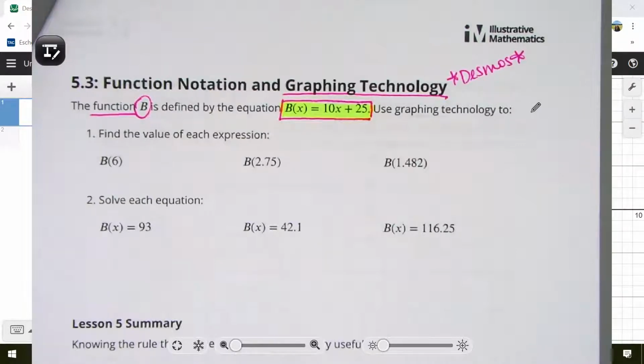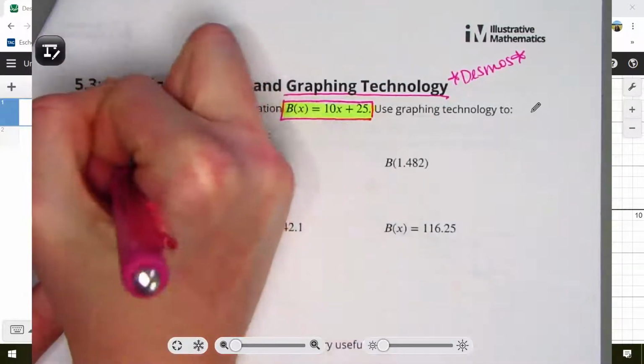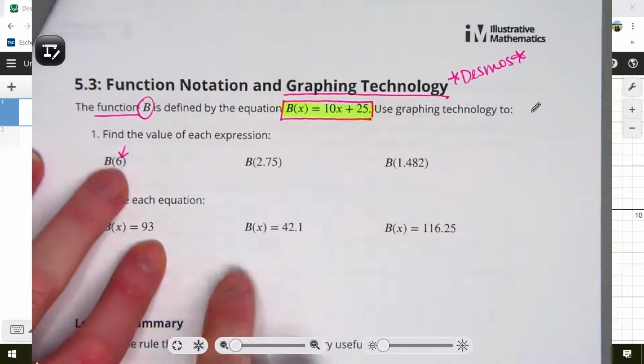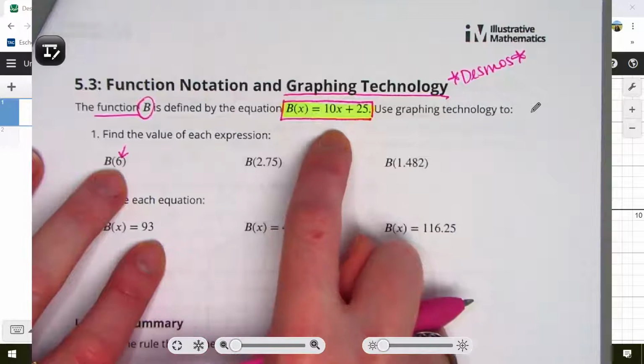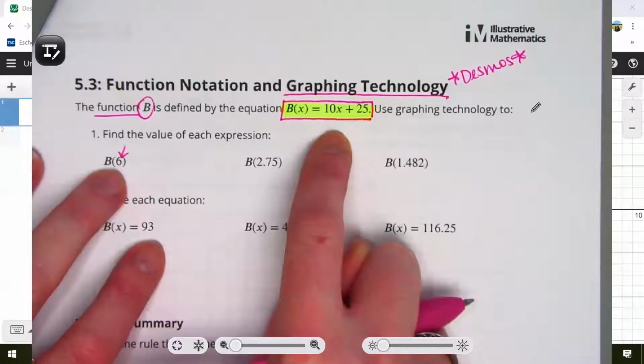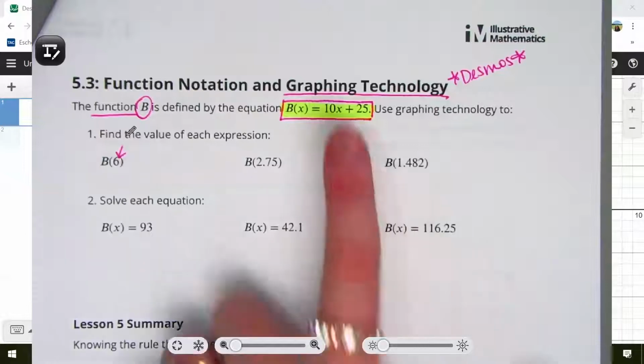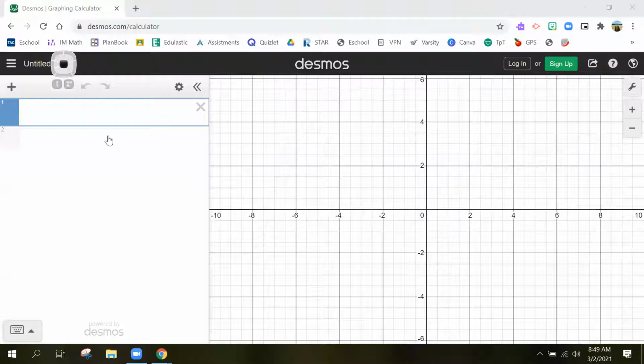If we didn't have technology for this, I would know that for this first one, my input is 6. So I would have an input, I would have a variable, I would have an equation. Could I solve this? Yeah, I would have to plug it in and substitute it. But if we were doing that a bunch of times, that would take a long time, right? And we would have the possibility of making a mistake. So I'm going to show you how to do it on Desmos. So remember that function and go to Desmos on your computers.